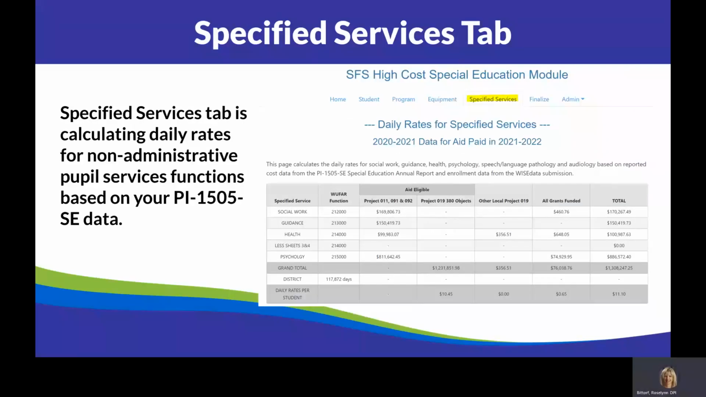The Specified Services tab is calculating daily rates for non-administrative pupil service functions based on expenditure data reported in your agency's PI 1505 SE and enrollment data from the WISE data submission. An applicant does not have to do anything on this tab.